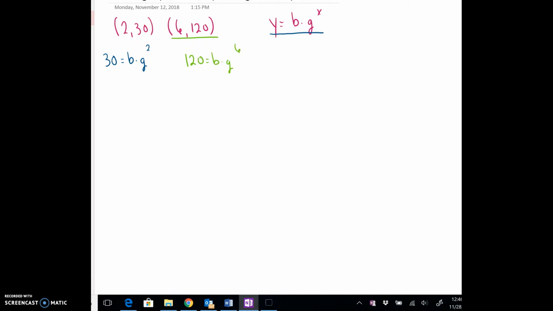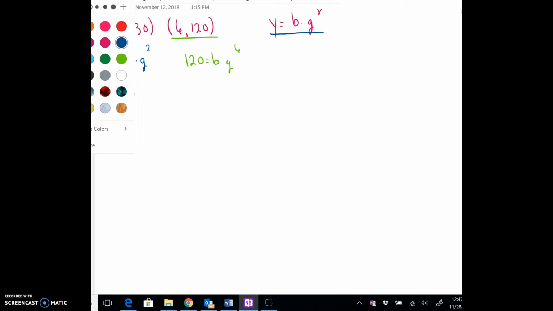So what happens after this is they both have b and g in common, but what they have more specifically in common is that the b is a plain b, where the g's are g to the 2nd and g to the 6th. So we're going to take the two equations and rewrite them so that b equals everything else. To get b alone in my first equation, the one in blue, I'm going to move the g squared over to the other side of the equal sign. And since they're multiplied, I'll do that through division. So when I'm done, this will be 30 over g squared equals b.